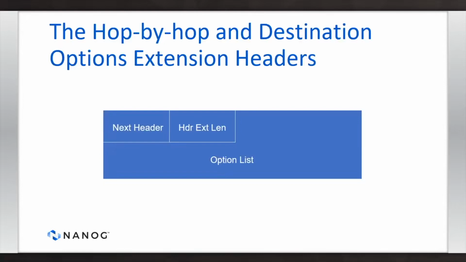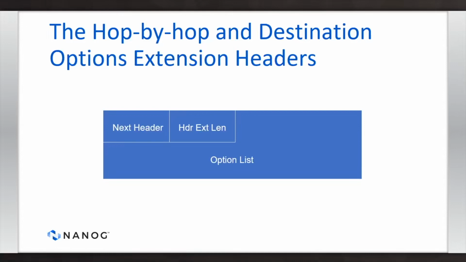Two of them are the hop by hop and destination extension headers. The hop by hop extension header comes right after the base IPv6 header. If it's in the header chain, it must be right after the basic header. And the destination options, well, you can have two of them. One before the routing header, if there is a routing header, and the other at the absolute end of the extension header chain, right before the upper layer header.